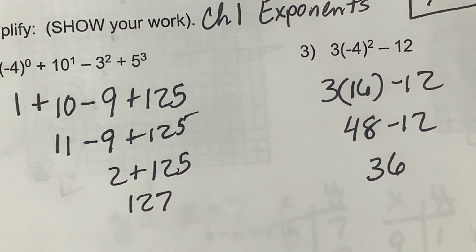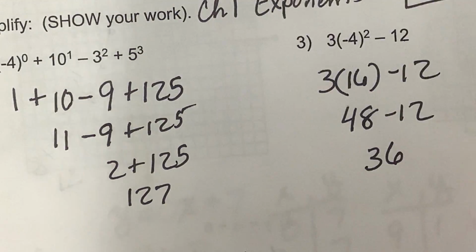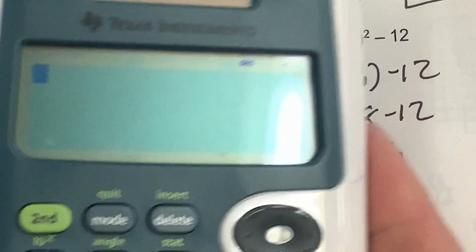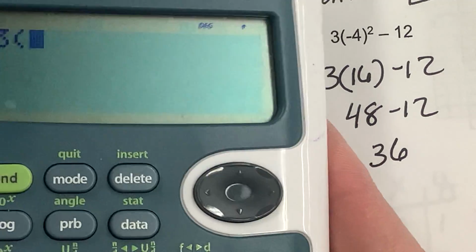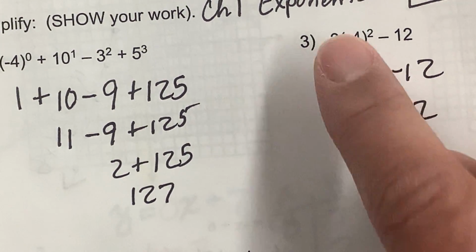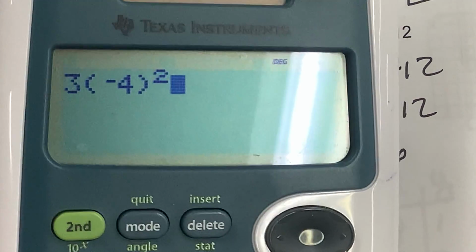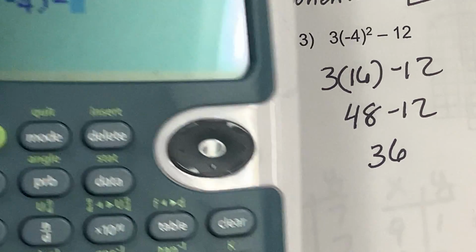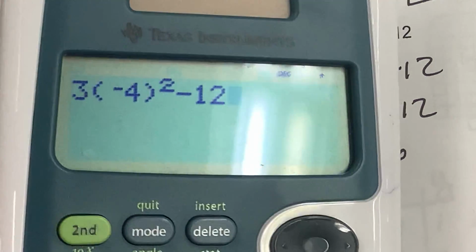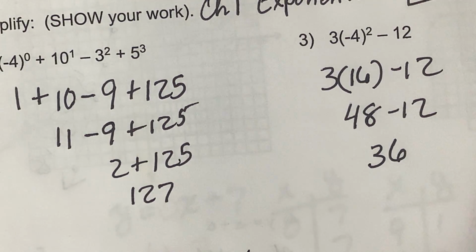So, we're not going to use Siri. We're going to use a real calculator. Siri doesn't always know the right answers. Sorry, girl. Love you, but 3 parentheses -4 parentheses. Make sure you have the parentheses in the right place. That's why she got it wrong, by the way, because I didn't tell her where to put it. Squared minus 12. When you put it in correctly, you get 36 as an answer.